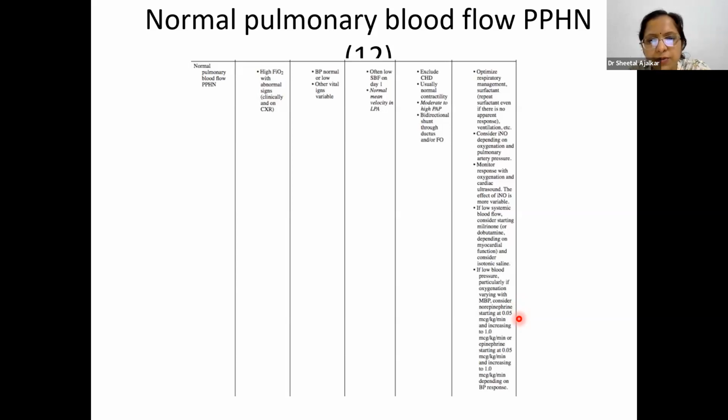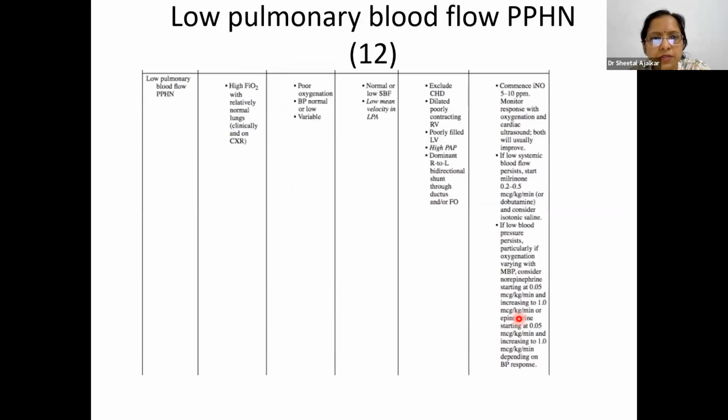So normal pulmonary blood flow PPHN is there. We can consider iNO, and according to the other states of systemic circulation, we have to treat the baby. And if there is low pulmonary blood flow, definitely iNO is to be started and followed as per the protocol. Because of the low pulmonary blood flow, the preload to the left atrium will be less, so it can lead to a state of low systemic blood flow. So here, if there is low systemic blood flow, start milrinone or dobutamine.